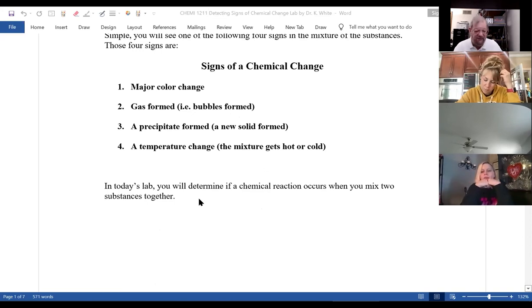In today's lab, you will determine if a chemical reaction, also known as a chemical change, occurs when you mix two substances together. And if we did this in COD, it would be a lot of fun because you get to mix things together. Dr. White gets to watch, you all have a good time, but it's a quick lab too.